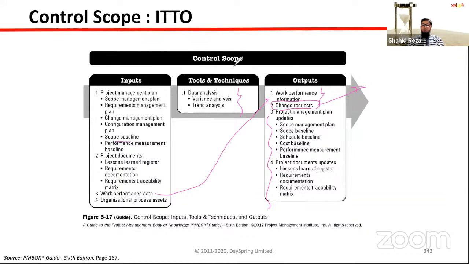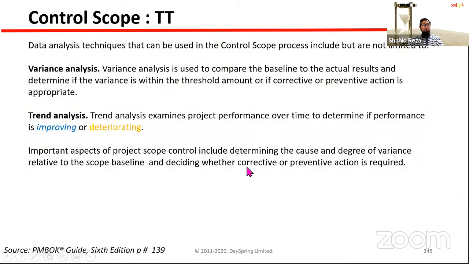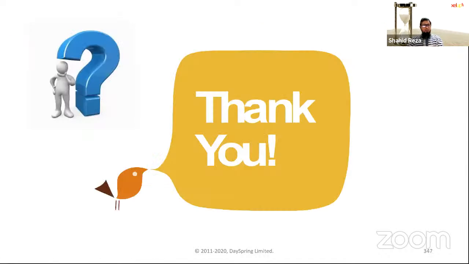If after doing this process there is any change required, then you can always change. So there is no restriction that you cannot change any plan. At any time, if it is necessary, you can do the planning document update. Okay, so this is all about control scope. The analysis will show you whether it is improving, deteriorating, or fixed. So this is all about control scope, and the scope chapter is finished.